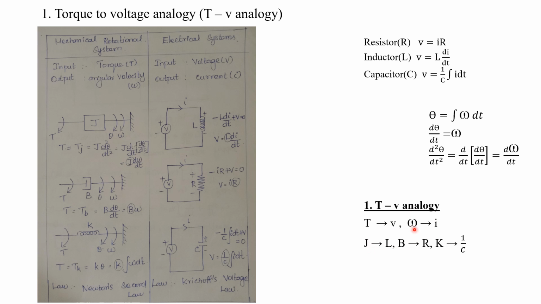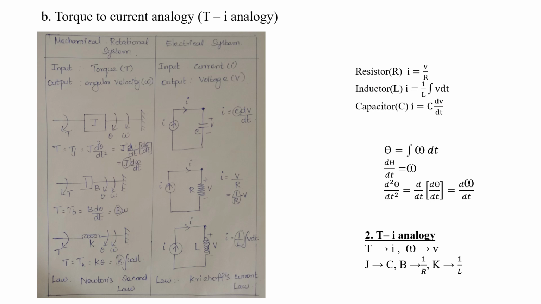Now what about the different components? J can be equated to L, and B can be equated to R, and K can be equated to C, but quantity wise it will be the reciprocal. Okay, so now we will see the next analogy, that is the torque to current analogy, that is nothing but the T to I analogy.